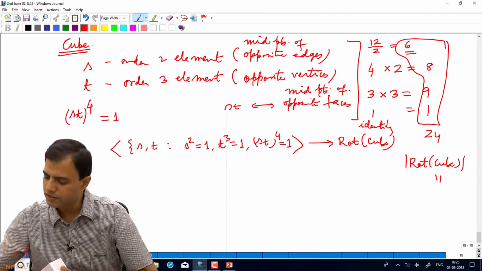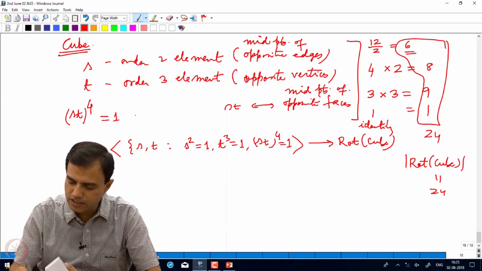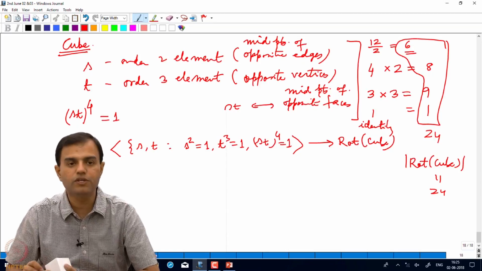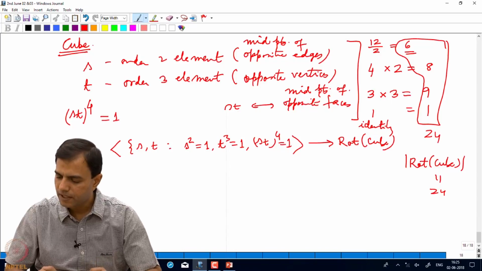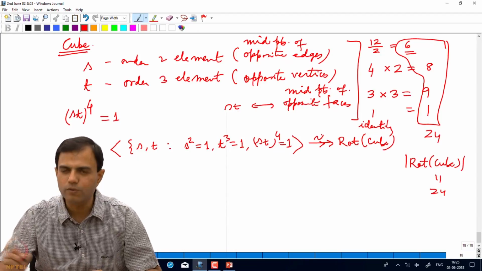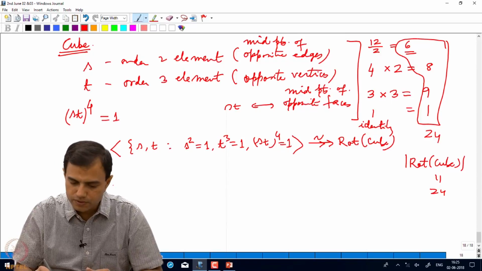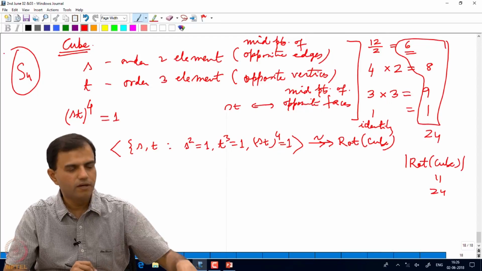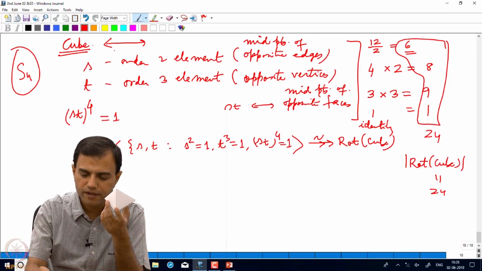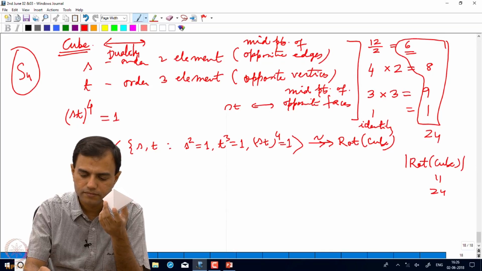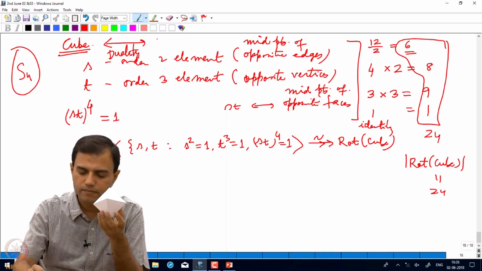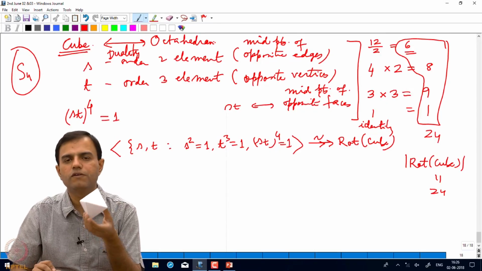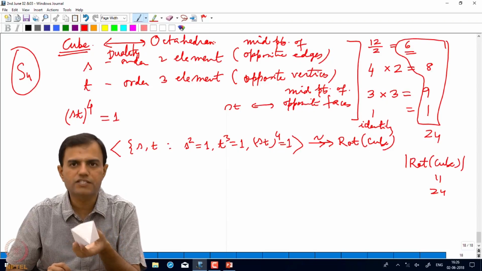So the size of the rotation group of the cube is therefore 24, and it's not hard to see that the abstract group is also of order 24, and in fact this is S4, the permutation group on 4 letters. And then again this surjective map becomes an isomorphism as in earlier cases. So for the cube the group of rotational symmetries is S4, and again by duality for the octahedron as well, I have a group of rotational symmetries which is the same as S4.